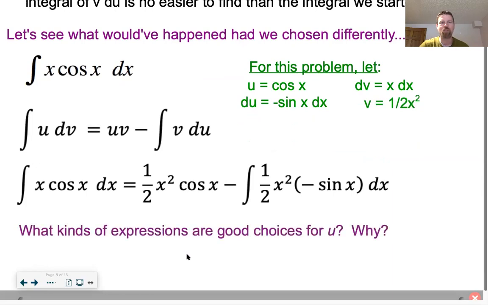So the question is, what kind of expressions are good choices for u? How did we know that u shouldn't have been cosine of x, that I should have had u to be x? And the trick is looking at what it turned into. When I chose u to be cosine of x, this other one just got uglier, right? But when I chose u to be x, the du was just a dx and it made it go away.